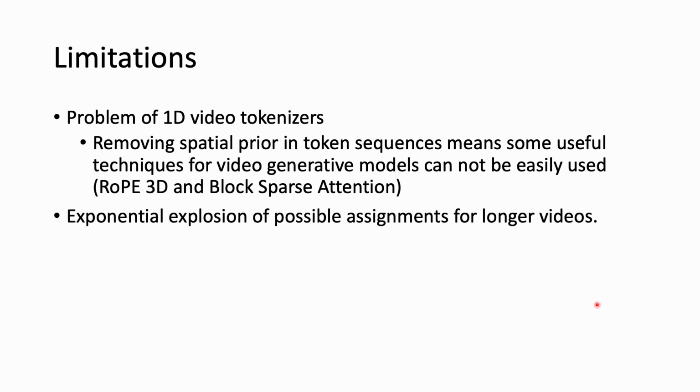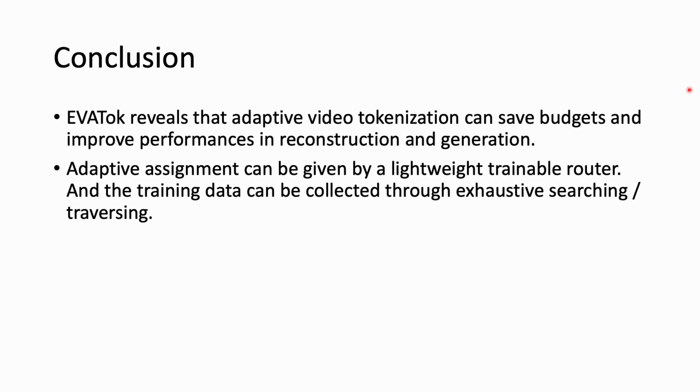EVATok has changed many traditional settings, and that of course brings questions and concerns. First, EVATok is a 1D tokenizer. So removing spatial priors in token sequences means some useful techniques for video generative models cannot be easily used, like RoPE 3D and block sparse attention. And when curating the dataset, EVATok tries every possible solution to find the optimal assignment. But for longer videos, the possible assignments would increase exponentially. And that's also a problem. But the exponential explosion problem is solvable. We just need to search autoregressively to truncate the search space.